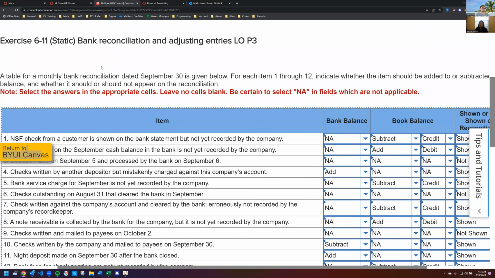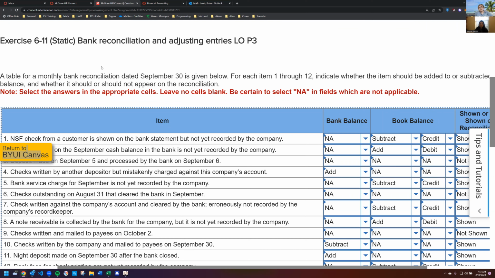Which one was this one? 611. I have to note that so I can parse it out. Makes it a little easier to go to what you need. Okay. Exercise 611. I just have a mini question.